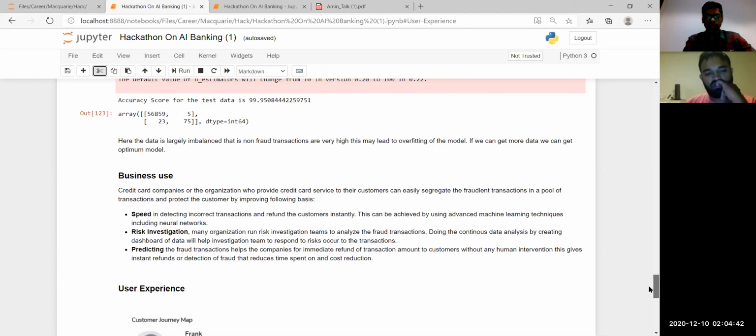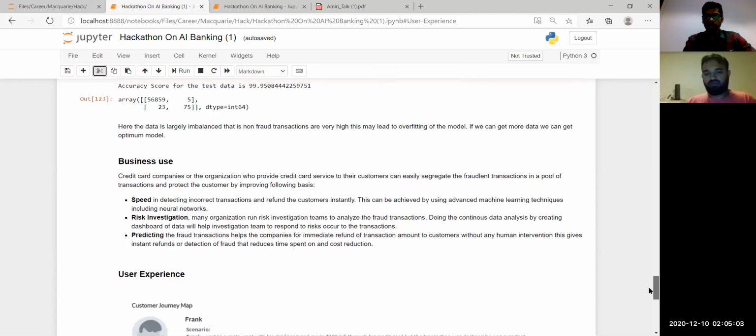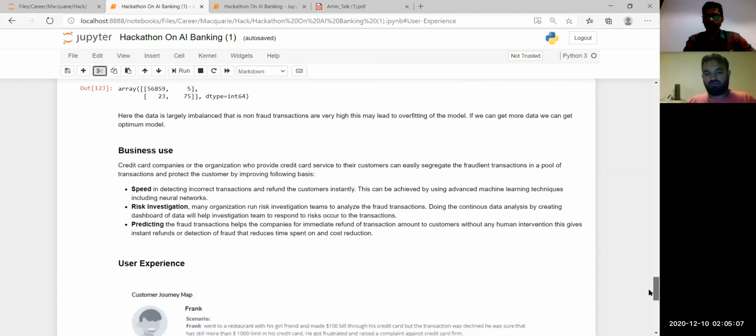And for predicting fraud transactions, this will help companies give immediate refunds and easily find out the customers who are affected by fraudulent transactions without any human intervention, which helps to give instant refunds or detection. By using this, we can reduce the time and the cost as well.